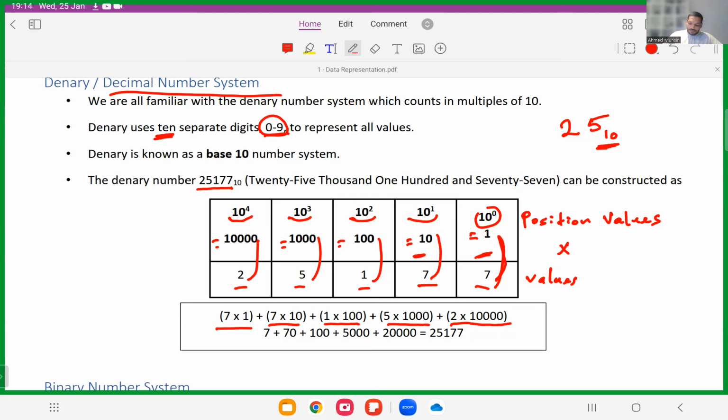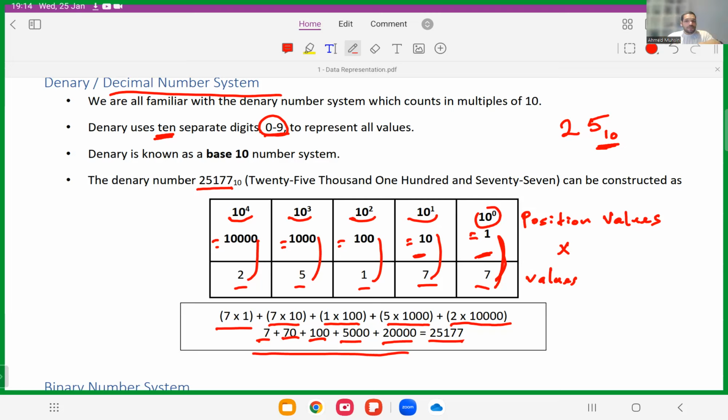When you add all these values after multiplying them, 7 times 1 gives 7, 7 times 10 gives 70, then you get 100, 5,000, and 20,000. Once you multiply them and add them all, you will get 25,177. This is how we get 25,177. This is the logic behind it when you write this number.